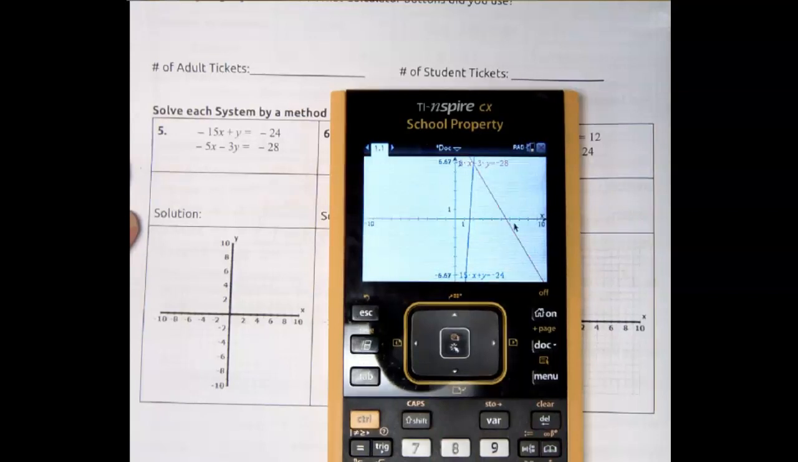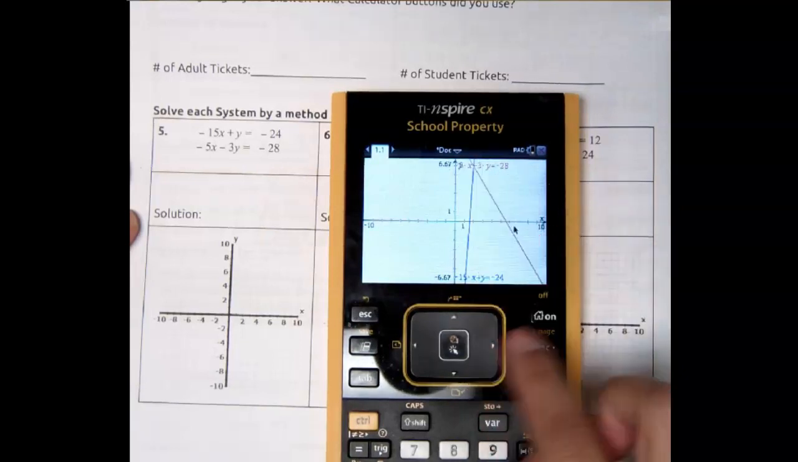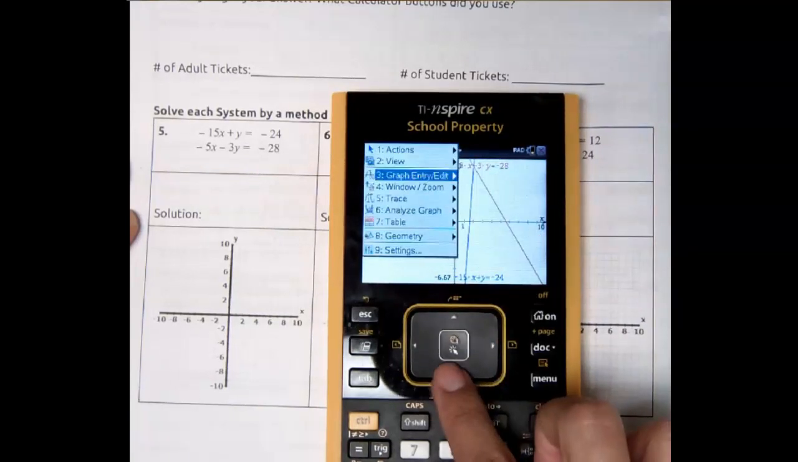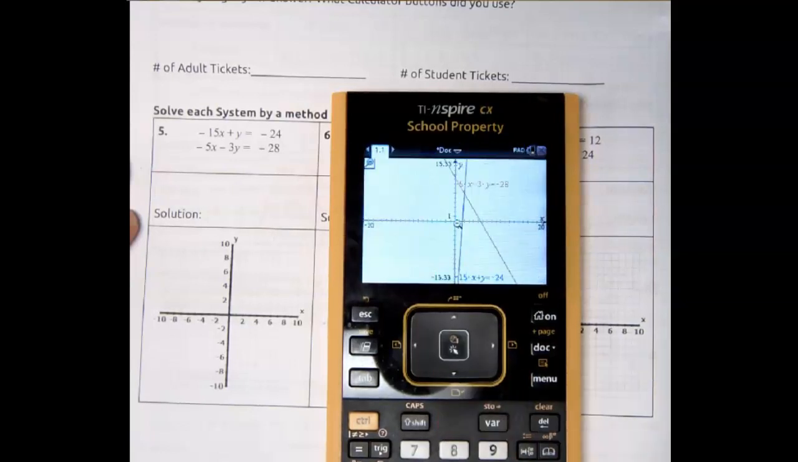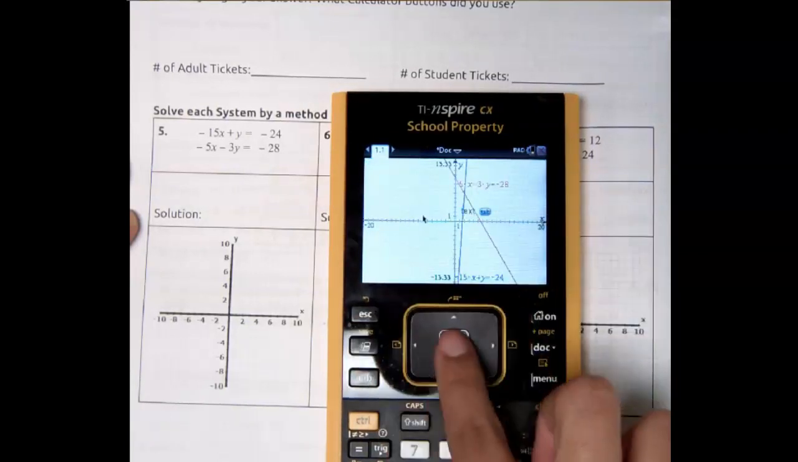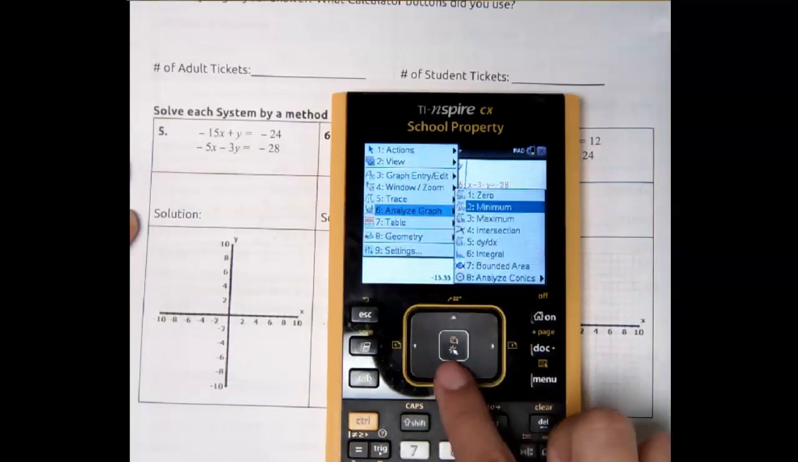And see, this time I don't really have to zoom out. I can see that they intersect. That equation up here is kind of in the way. So you can zoom out if you want. If you know how to drag it so that you don't have to zoom out, that's fine. So there it is, right? Menu, analyze graph.